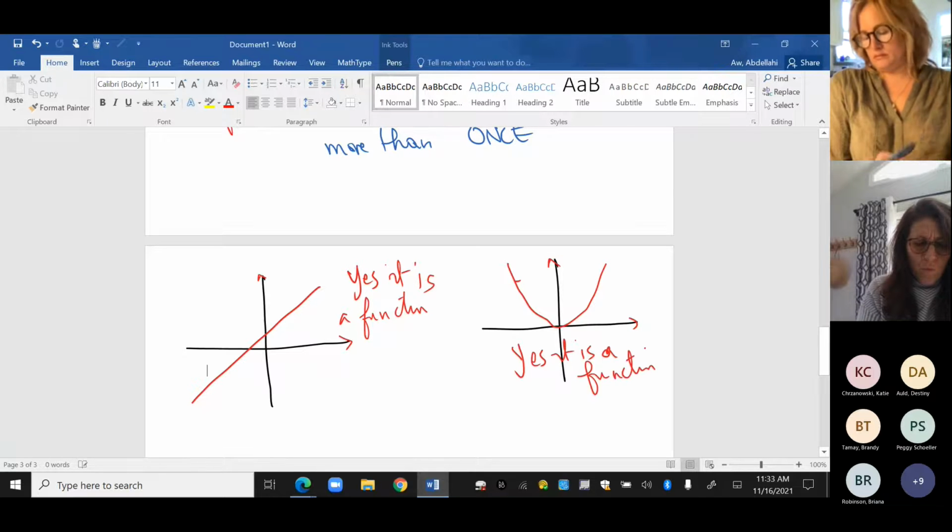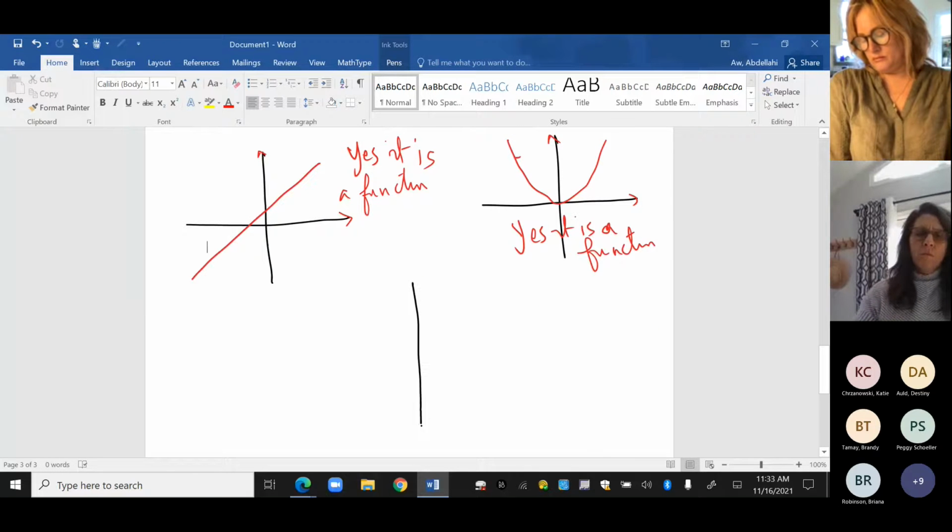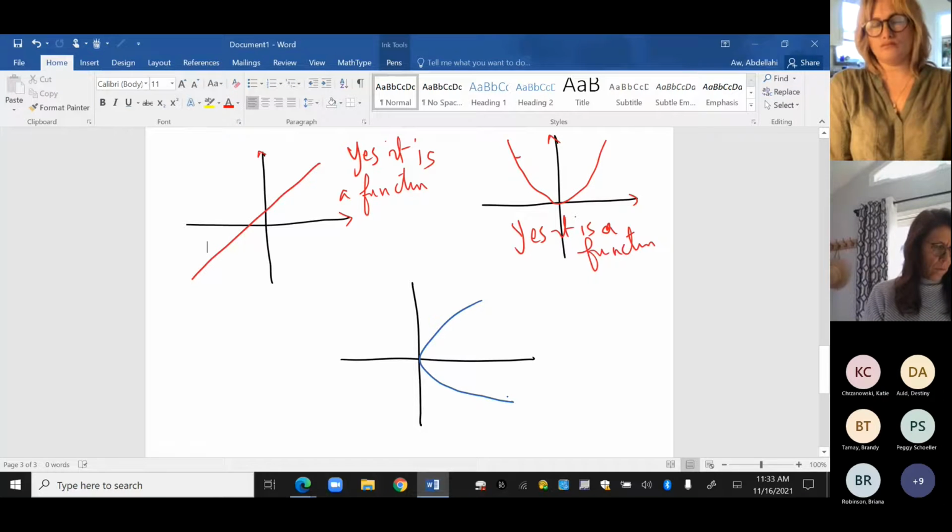All right. Now, if I give you this graph right here, what do you think? Does this represent a function? No, it does not. For this graph, it's very easy to find a vertical line. For instance, this vertical line meets the graph here and here, 2 times. No, it's not a function.